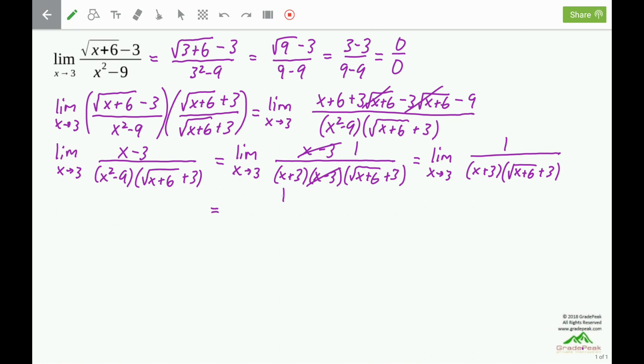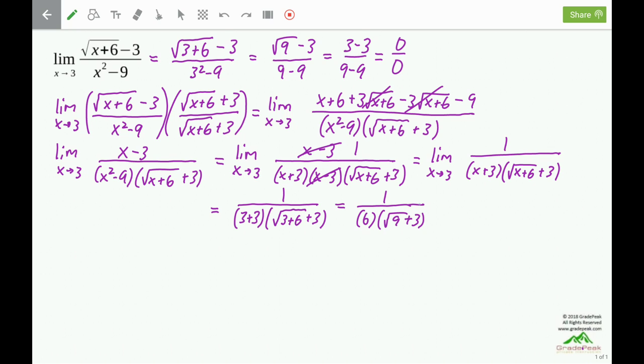That will give us 1 divided by 3 plus 3 times the square root of 3 plus 6 plus 3. In the denominator, 3 plus 3 is a 6. 3 plus 6 is a 9.